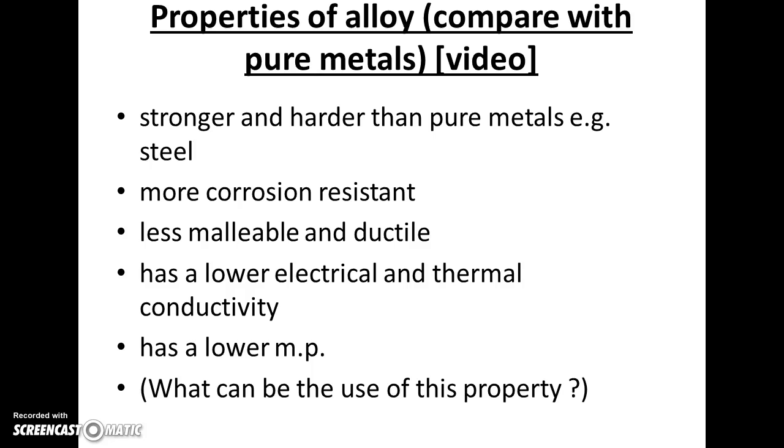Alright, so if alloy have a lower melting point, then that will be a similar case. If we want to melt the metal to make it to different shapes, then we need to use a high temperature to do so. So if the alloy have a lower melting point, then we can tailor make the shapes of the metal objects easier. Right? That will be the advantages of having a lower melting point.